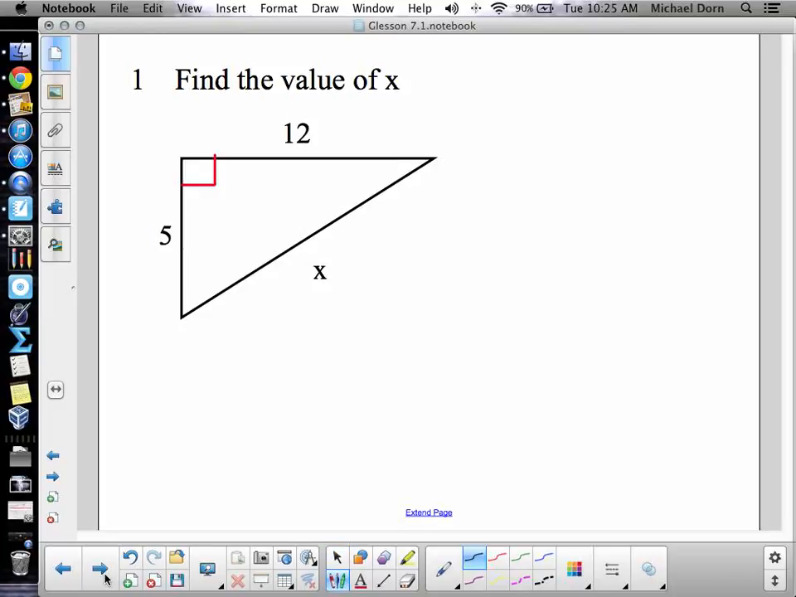All right. So, solving the Pythagorean Theorem. Sometimes it's very simple. Sometimes it's very straightforward, and we get problems like this, and we just set it up. 5 squared plus 12 squared equals x squared.